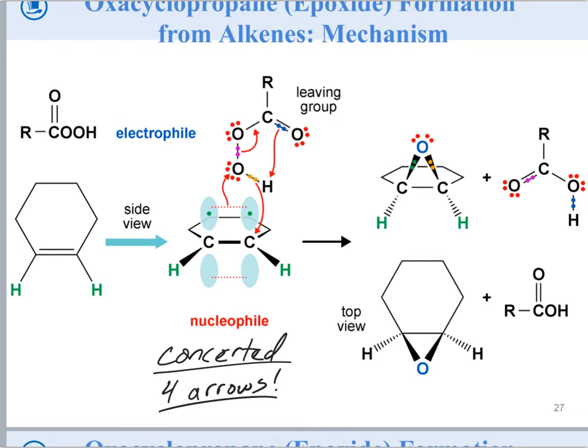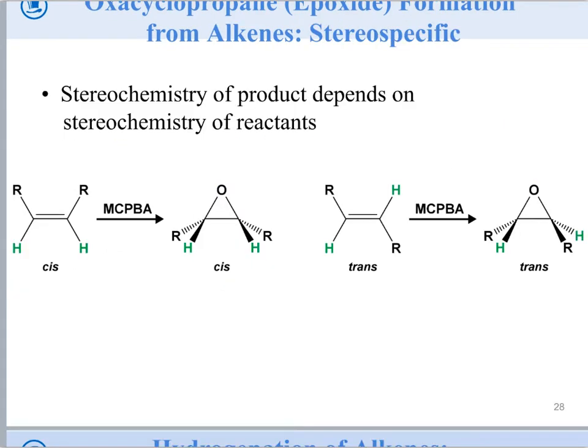And it's always a concerted mechanism, and it's also a syn addition. You'll notice that. It's a syn addition. Again, just to emphasize this syn addition, if you start with a cis alkene, when the epoxide is formed, if the H's are on the same side before, they'll stay on the same side. If the H's are on opposite sides, they'll be on opposite sides of the epoxide. The epoxide can either come from the top or the bottom, so they also would have had this enantiomer as well in both cases.